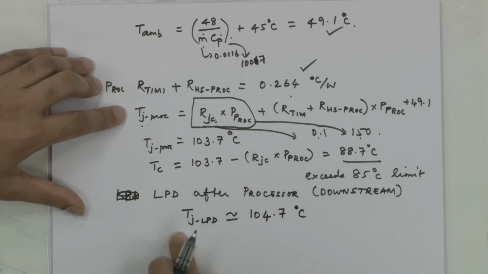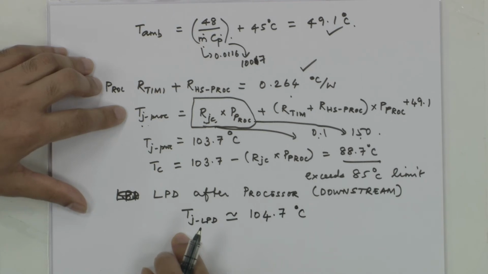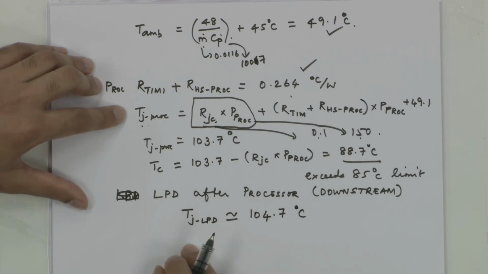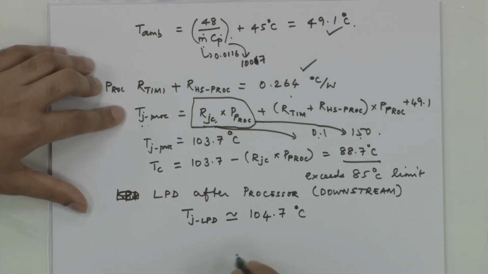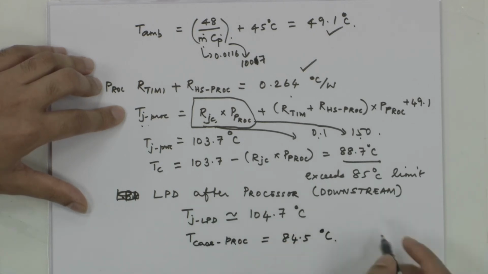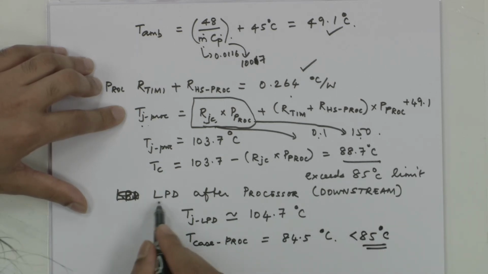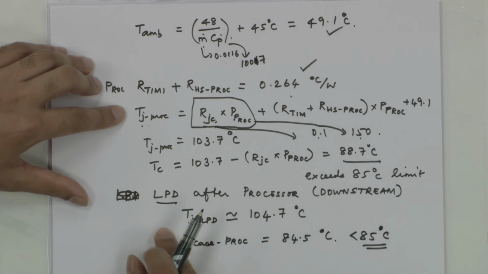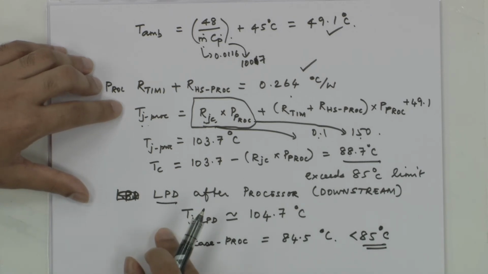Before calculating this junction temperature, one has to account for the temperature rise on the air side, because the processor dissipates 150 watts into the airstream. So, that junction temperature needs to be calculated, and the case temperature for the processor, if we calculate using the same procedure, turns out to be 84.5 degrees Celsius, which is less than 85 degrees, the maximum. So, it is best to put the low power device downstream of the processor rather than upstream of the processor.